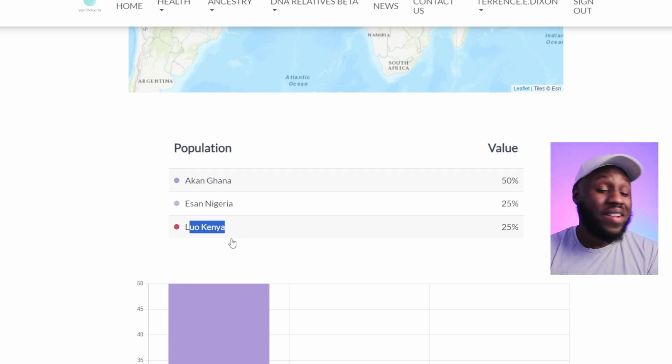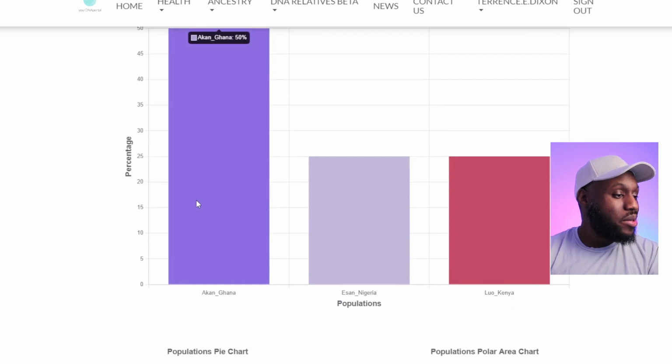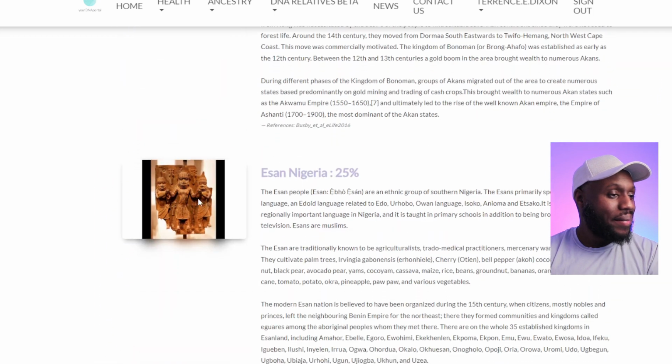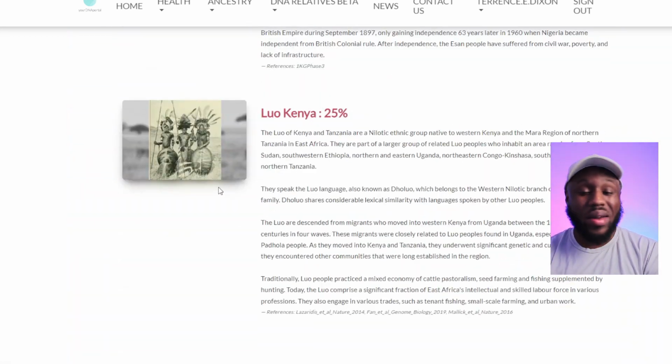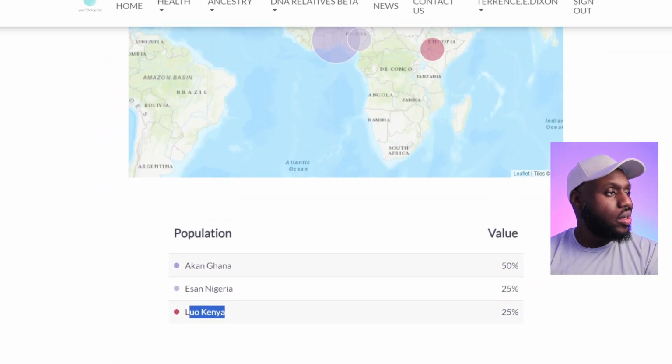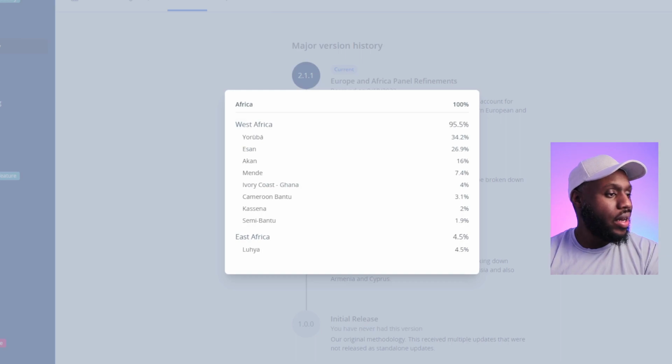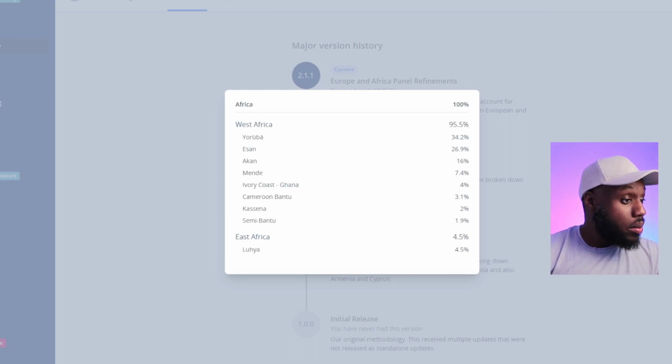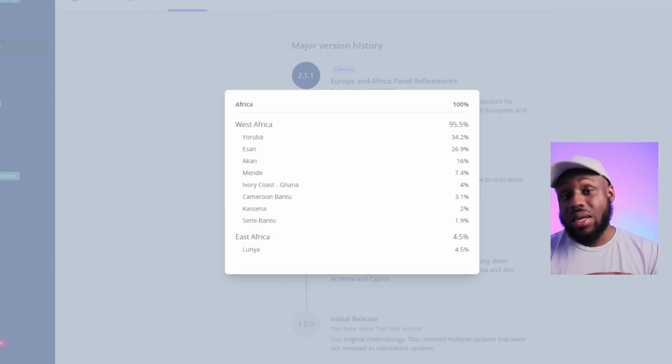Okay, so we have the information here. So how does this compare with LivingDNA? Let's take a quick look here at LivingDNA. With LivingDNA, we got many of the same regions that we see in yourDNAPortal, but in yourDNAPortal, it looks like there's a lot more regions that are represented.